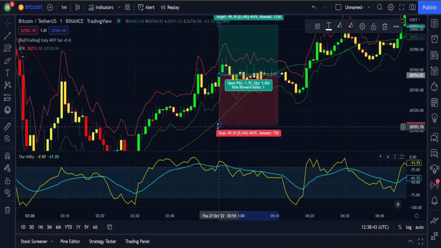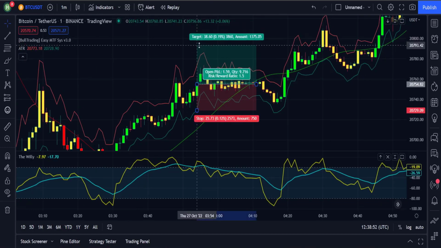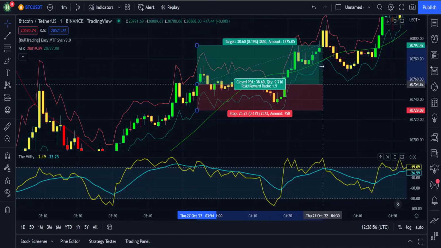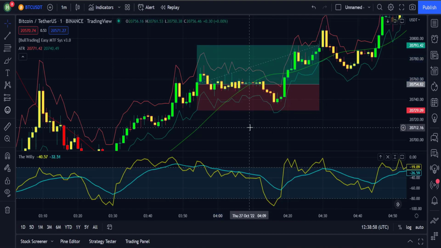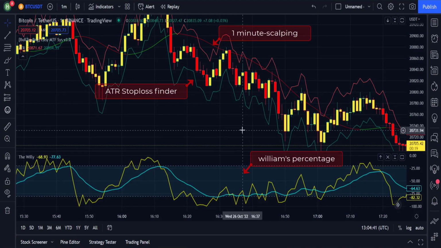Our stop loss will be set at the ATR band. And we're going to be targeting 1.5 times the risk. As you can see, this trade would have ended in a profit. Now let's go through the rules for entering a short trade, which are exactly the opposite.